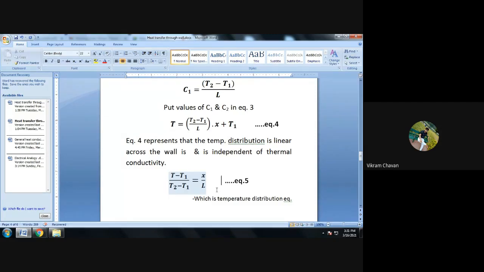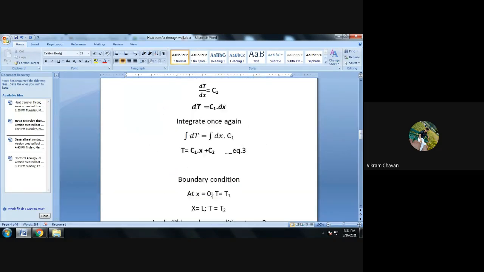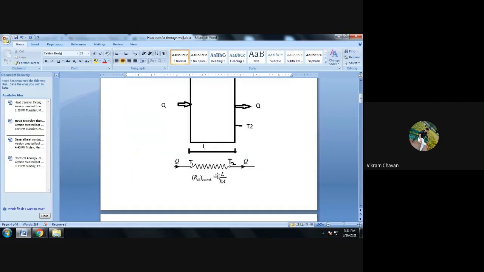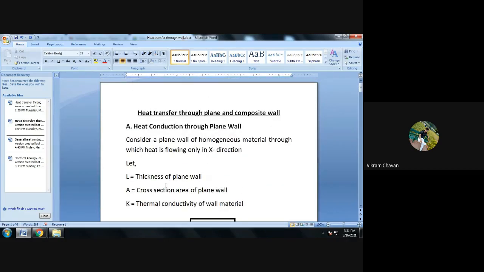Is there any question, any doubt? So this is our unknown part that we have to determine in this particular derivation, the temperature distribution equation, for the wall kind of geometries. Write down a new heading: heat transfer through plane wall and composite wall.